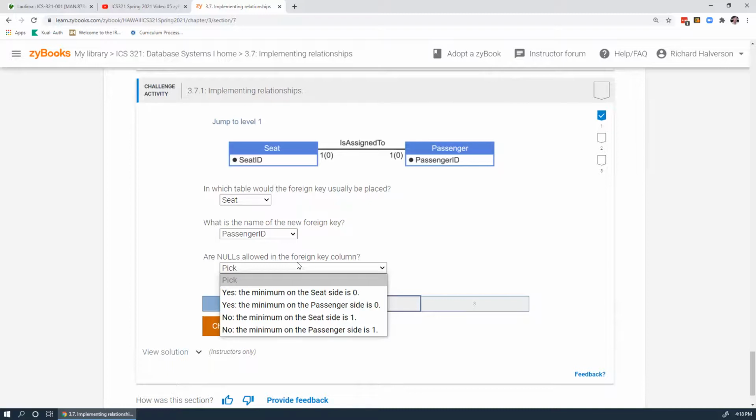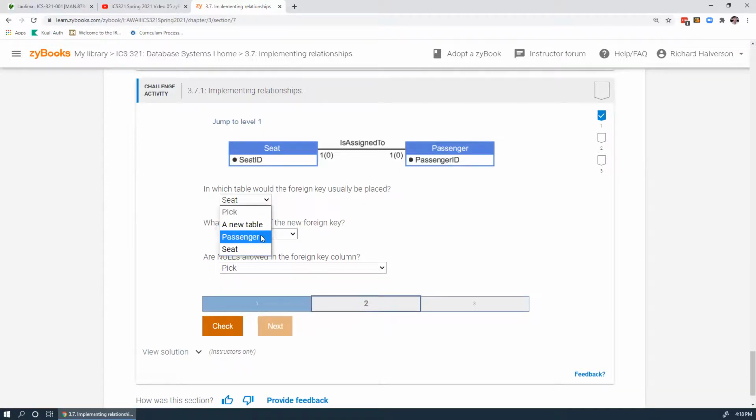Minimum on the seat side is 1. Minimum on the passenger side is okay. Well, passenger's got to be at least 1 because you can't have a passenger without a seat, because then the person's not a passenger. A person has to have a seat to be a passenger. So maybe there's always going to be a seat here, but there could be none. Okay, so I guess maybe we want this to be passenger.